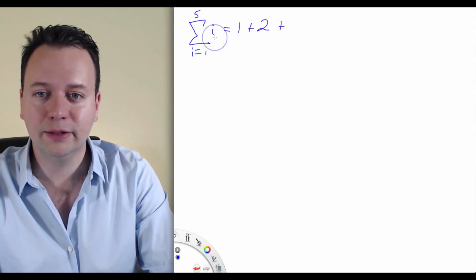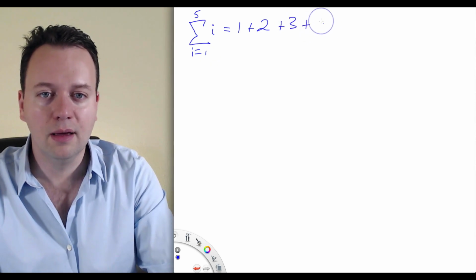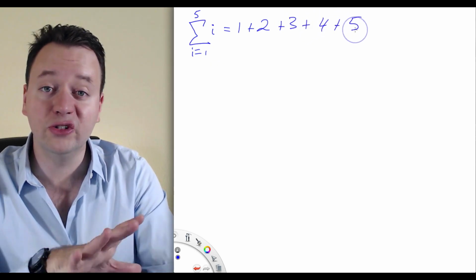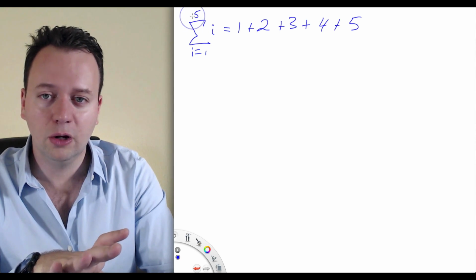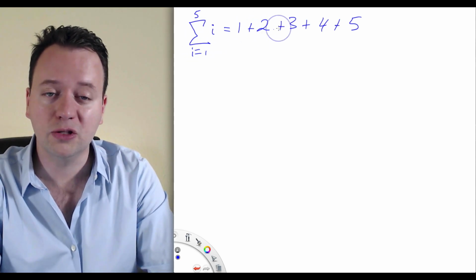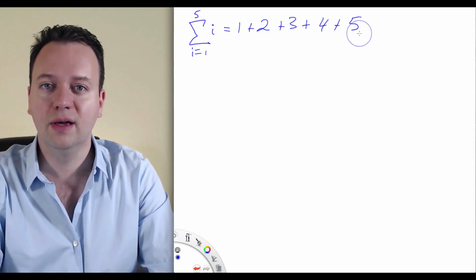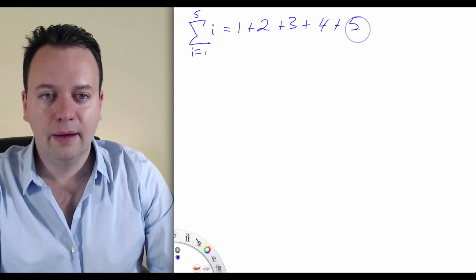Then we do plus, replace i with 3, we get 3, plus 4, plus 5, and stop, because 5 is the terminating value right there. So we get 1 plus 2 plus 3 plus 4 plus 5. And that's equal to whatever, 15.